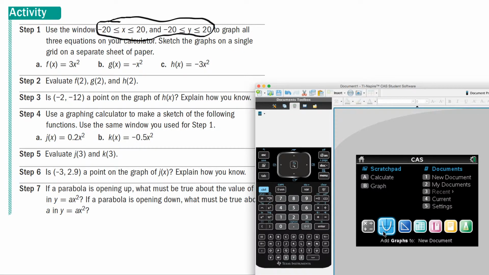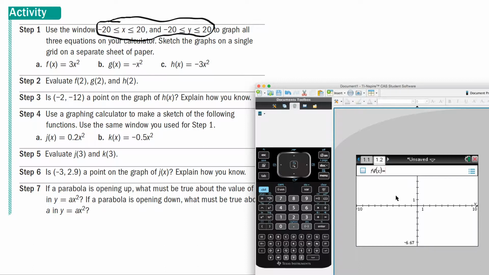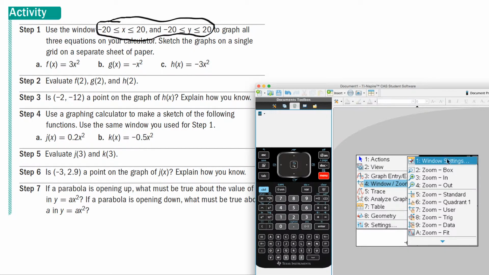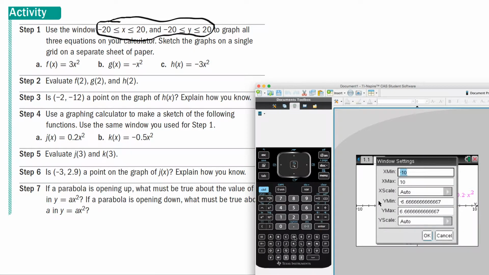Okay, well, we're going to use f sub 4 of x for our j of x, and that was 0.2 times x squared. Enter. There's our graph. Got to adjust the window, don't I? Get the windows the same, so window settings, that'll be a negative 20. Next one down is 20. Our y minimum is a negative 20, and our y max is 20.